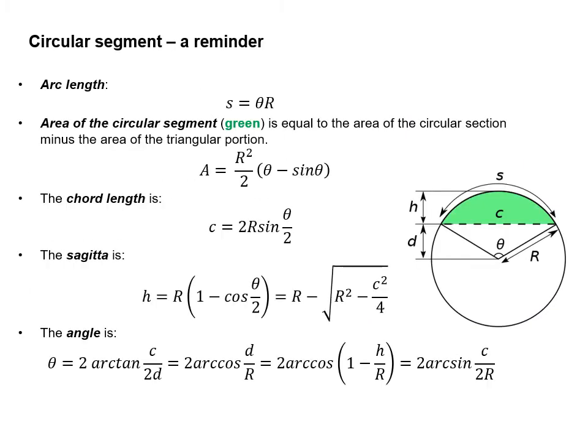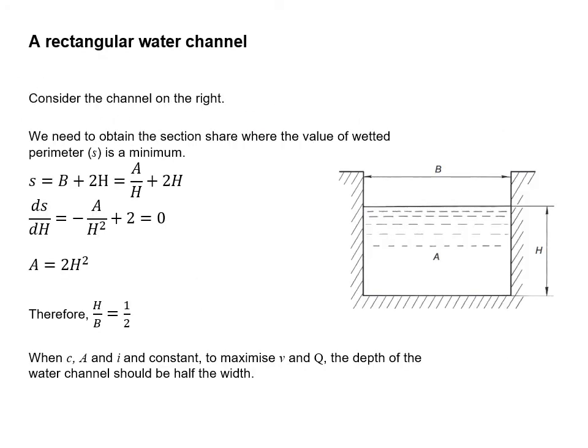So just as a little reminder, here's how you calculate the arc length, the area of the circle segment, the chord length, the sagitta, and the angle theta. So consider the channel shown on the right. We need to obtain a section where the value of the wetted perimeter is a minimum.